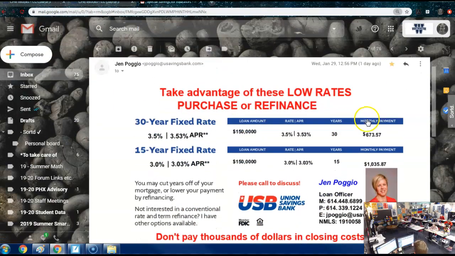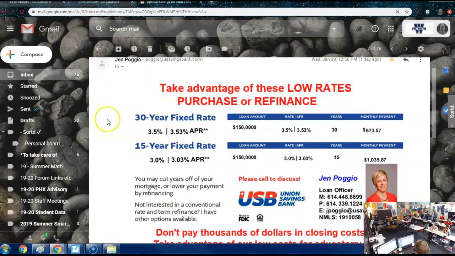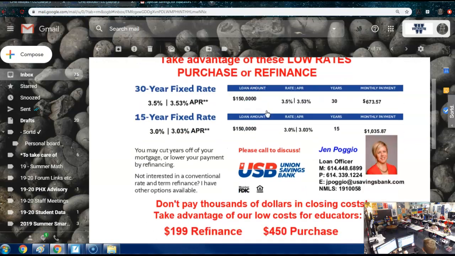I can't make this stuff up because this is actually my email. Take advantage of low rates, purchase or refinance. A refinance is when you already have a loan and you want to renegotiate the terms. So I owe less than this on my house now, right?